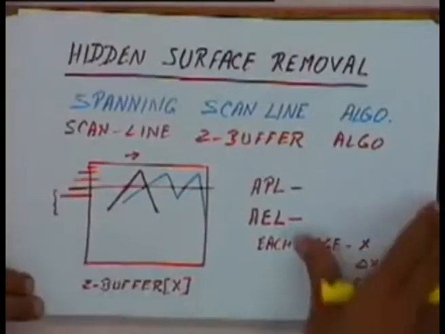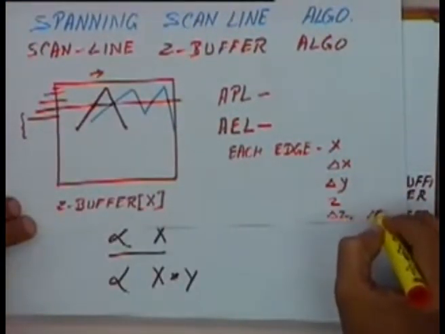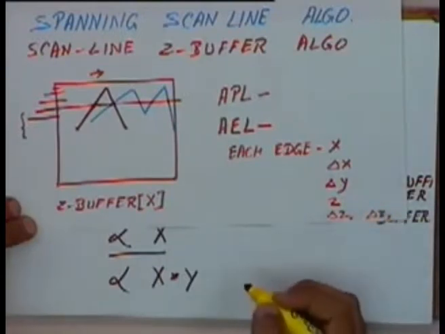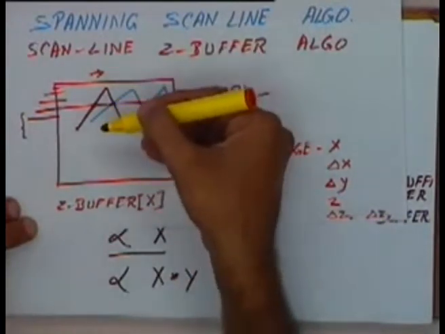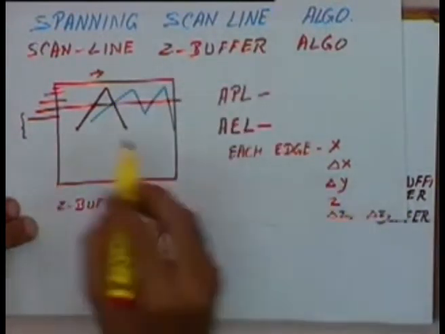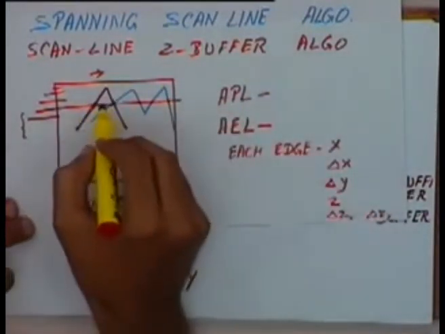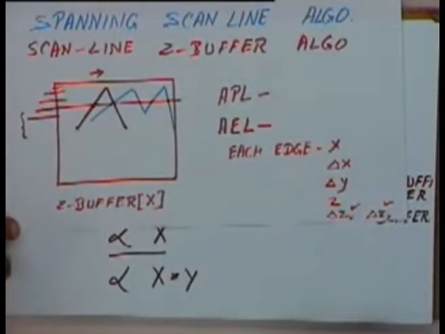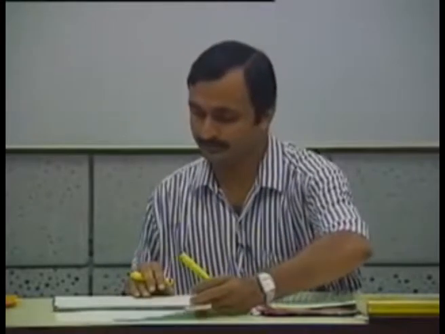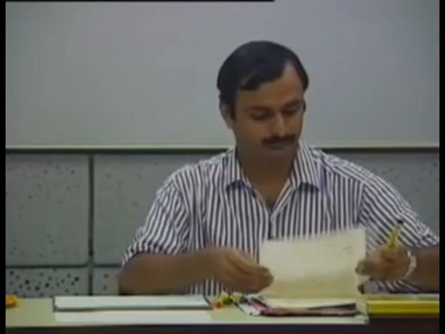What we'll have to do is maintain a delta z in the x direction as well as a delta z in the y direction. Delta z in the y direction will be used as you go from one scan line to the second scan line. Delta z in the x direction will be used as you go from one pixel to the next pixel along the x direction. You will have to maintain both delta zx and delta zy. Okay, thanks. Any other questions on this algorithm?